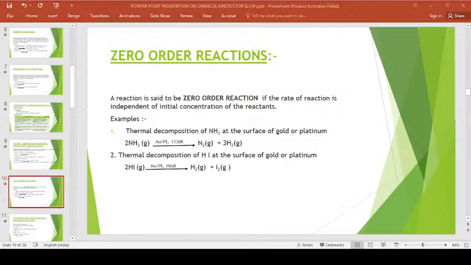This is natural logarithm, ln to the base e. And if this ln to the base e is converted into log, then it will be multiplied by 2.303. So that's why k equals 2.303 divided by t, log of R naught divided by R. So let it be equation number 6. So my dear students, don't forget this integrated rate equation.